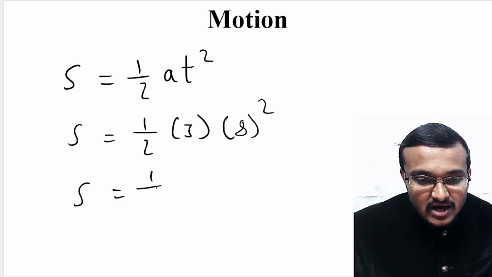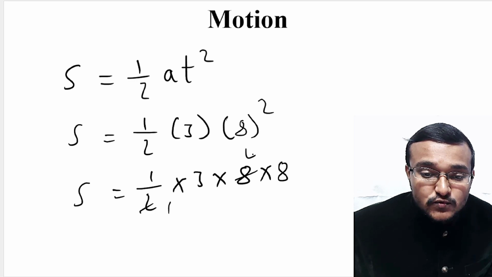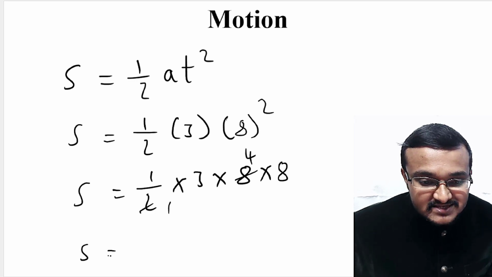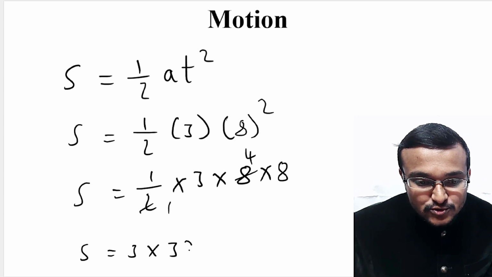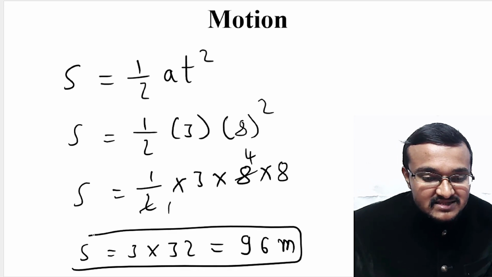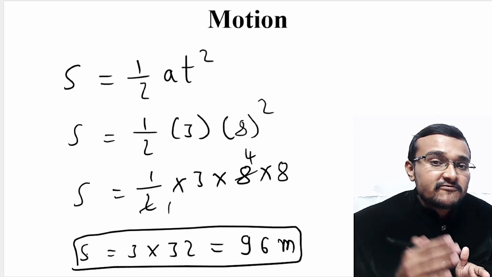So S is equal to half into 3 into 8 square, and 8 square means 8 into 8. Now 2 ones are 2, 2 fours are 8, so 8 fours are 32. So S is equal to 3 into 32. When you do 3 into 32, it will be 96 meter. So 96 meter is the distance this motor boat has traveled in 8 seconds at the rate of 3 meter per second square acceleration.